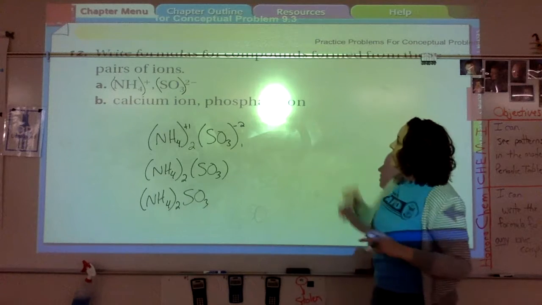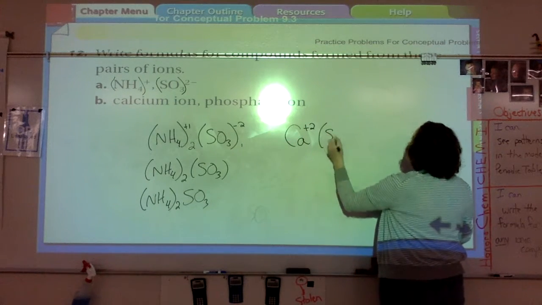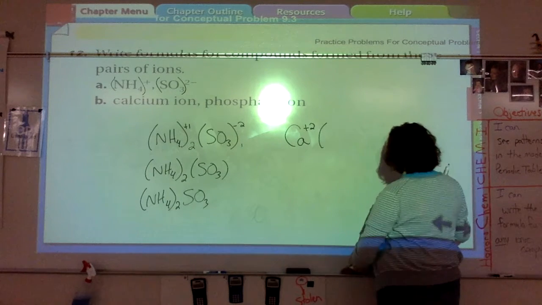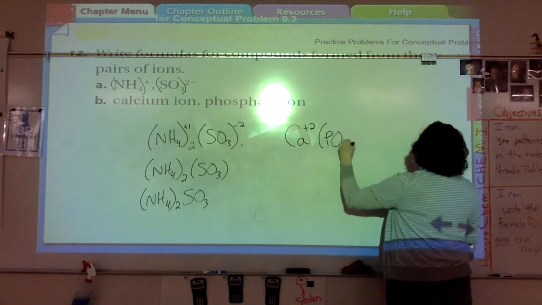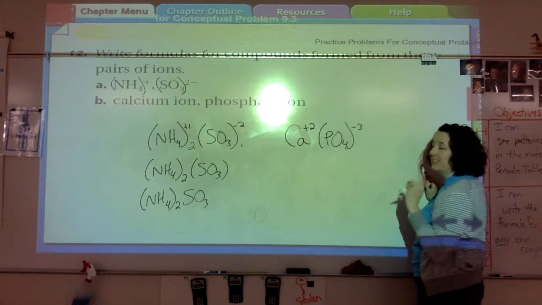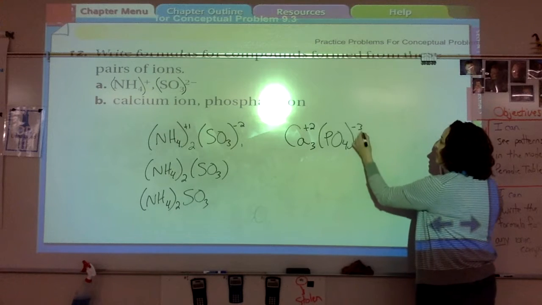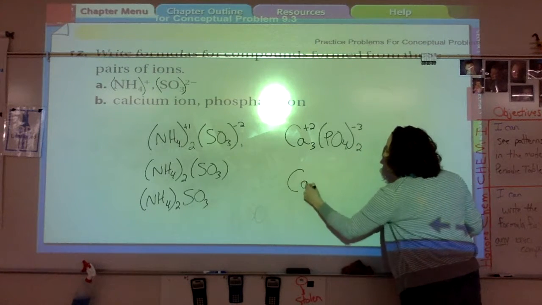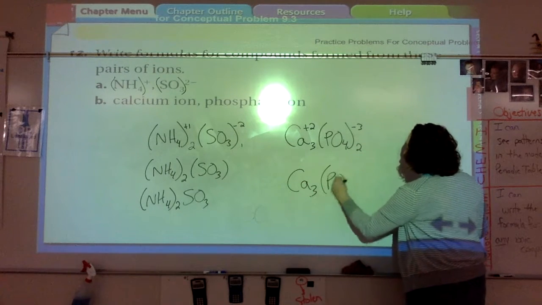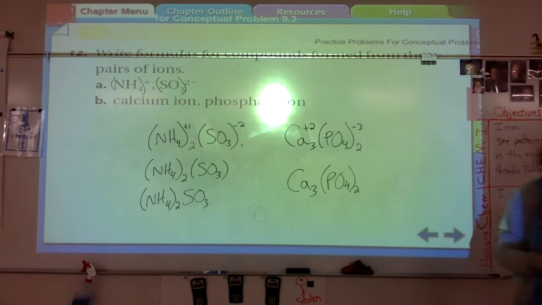Okay, let's do calcium and phosphate. Calcium is a +2. Phosphate is PO4 with a -3. Least common multiple of 2 and 3 is 6. So for calcium, 2 times 3. Phosphate, 3 times 2. Ca3(PO4)2, with a 2 on the outside. You must have parentheses in this example.